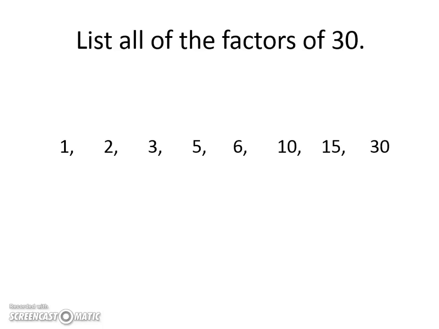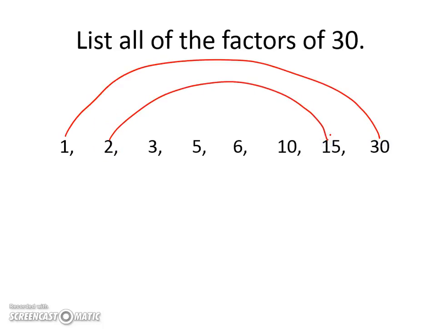It doesn't go in 4 times evenly, and I know this because of my divisibility rules. 4 cannot go into 30, but 5 can because it ends with a 0. So 5 times what? 5 times 6. When I make a list of factors, I can think of it as a rainbow, and each pair matches to another factor on the other side of the rainbow.